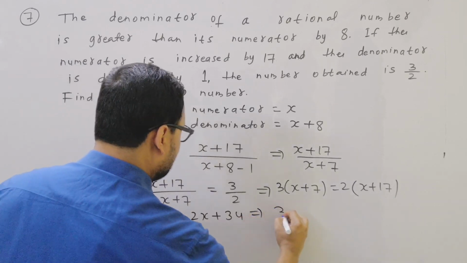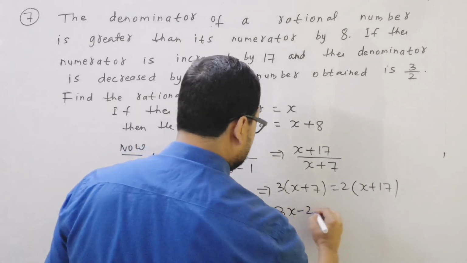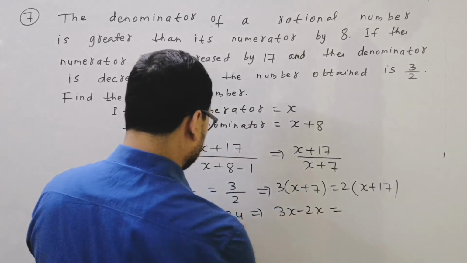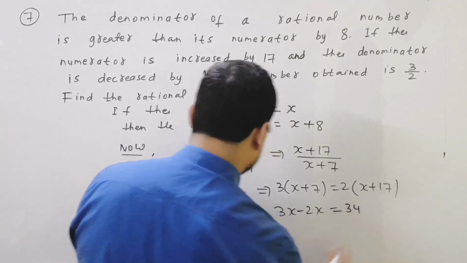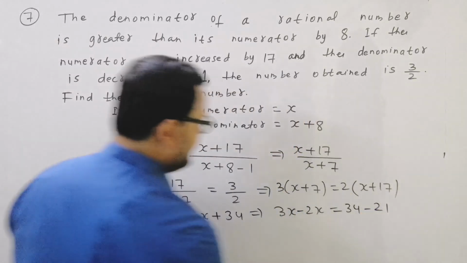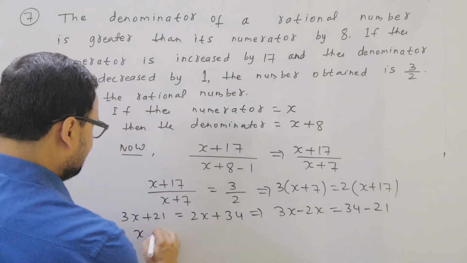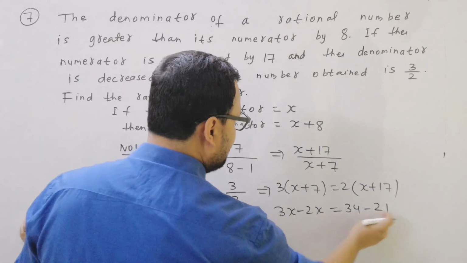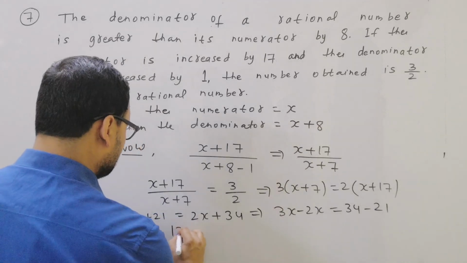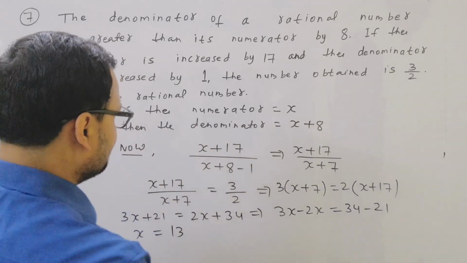Again I will continue. 3x and this 2x will come this side, so minus 2x equal, we have 34 on the right hand side and this 21 will come this side, so minus 21. So what we got? 3x minus 2x, we got x equal to 34 minus 21, we got 13.